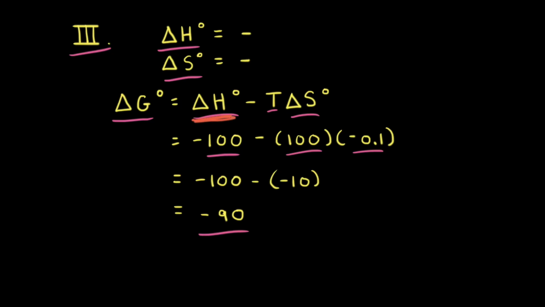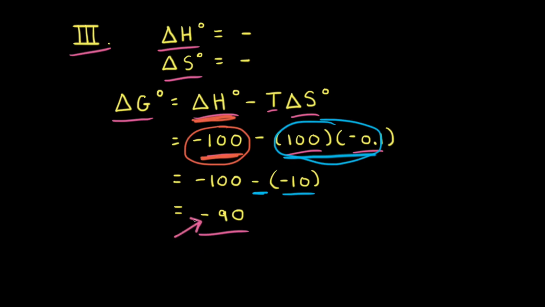The enthalpy term is negative, which favors a negative value for delta G naught. The entropy term is also negative, but since we're subtracting the entropy term, it actually gets added for the overall delta G naught calculation. So the entropy term is not favorable. However, in this case, the favorable enthalpy term outweighs the unfavorable entropy term, and that's the reason why we get a negative value for delta G naught at this temperature.